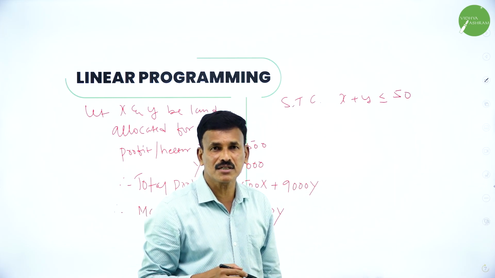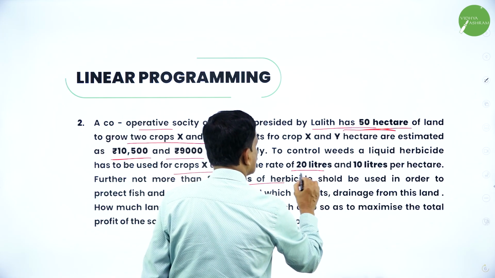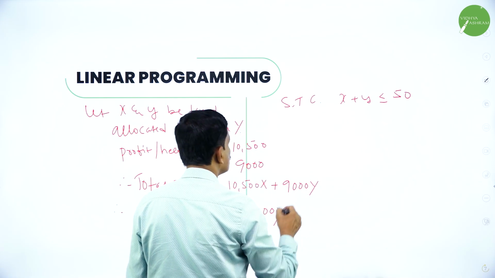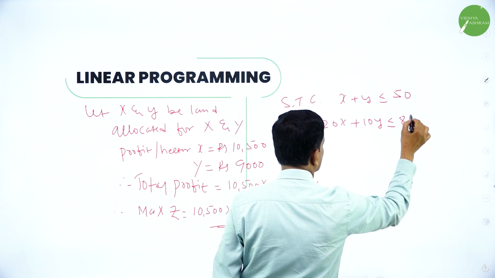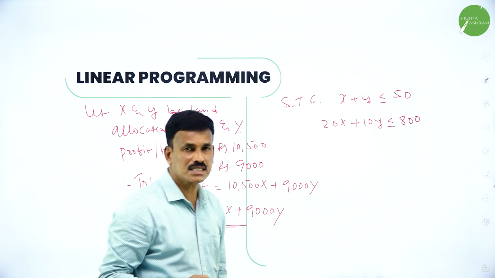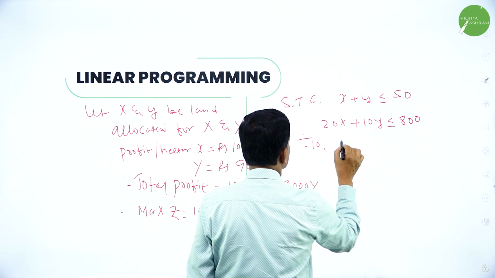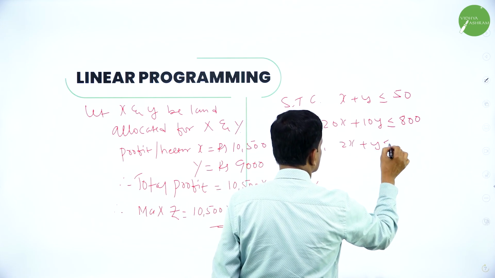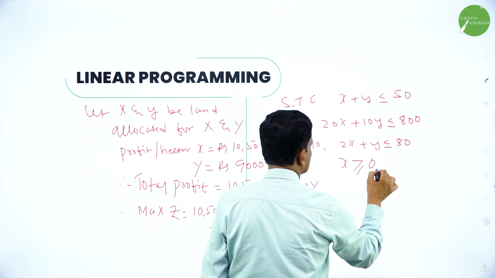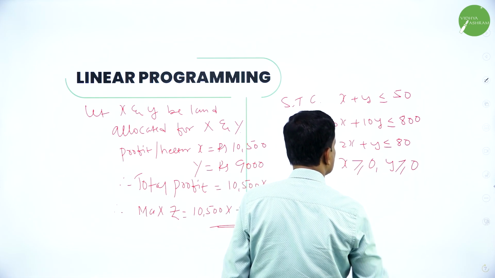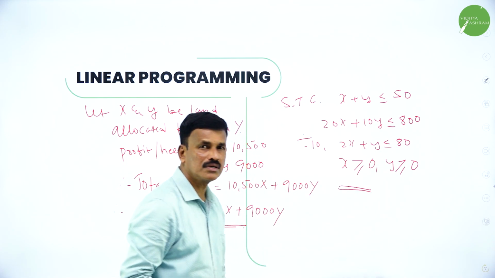X plus Y is less than or equal to 50, and whatever the given condition, 20 liters and 10 liters per hectare is used, so 20x plus 10y is less than or equal to 800 liters. Okay, so if you divide by 10, you will get 2x plus y is less than or equal to 80, and the non-negative restrictions are x is greater than or equal to 0 and y is greater than or equal to 0. So, this is the required LPP model, right.